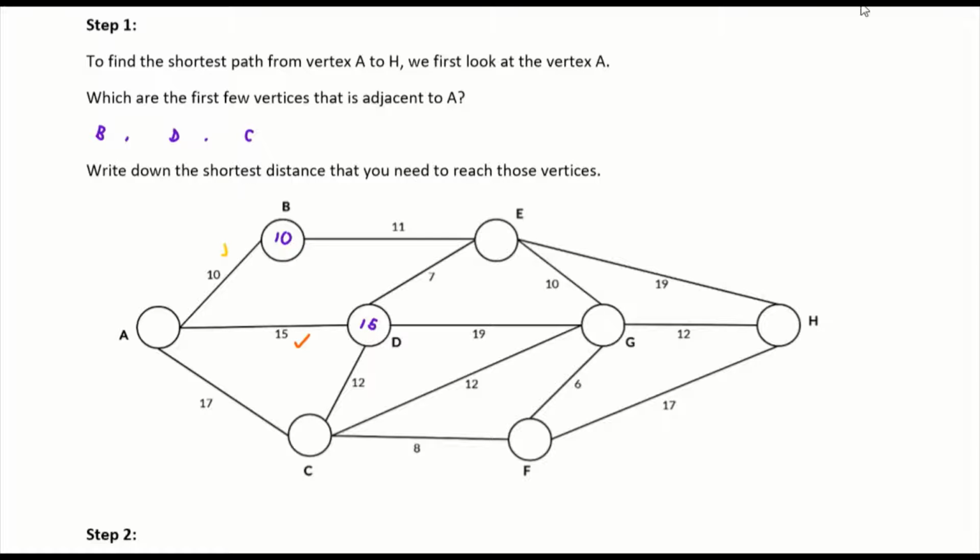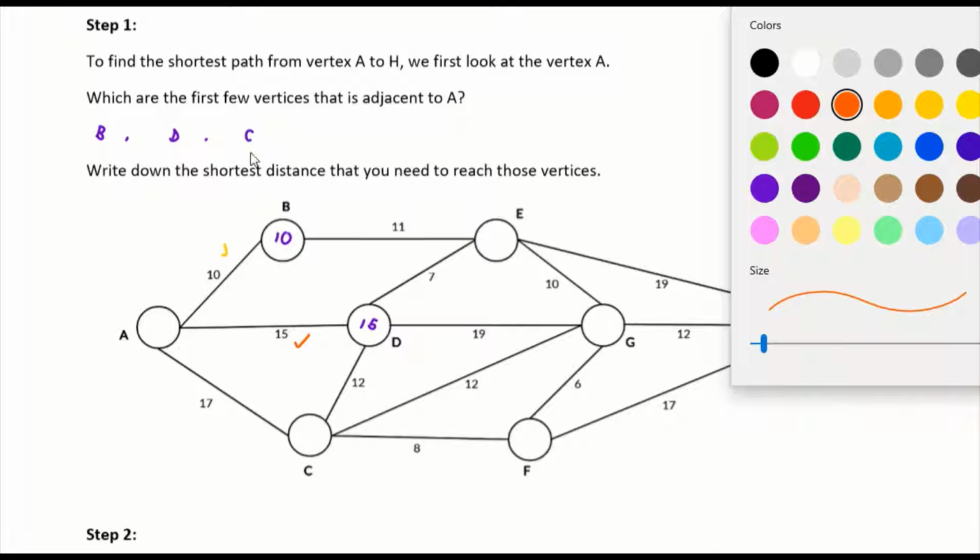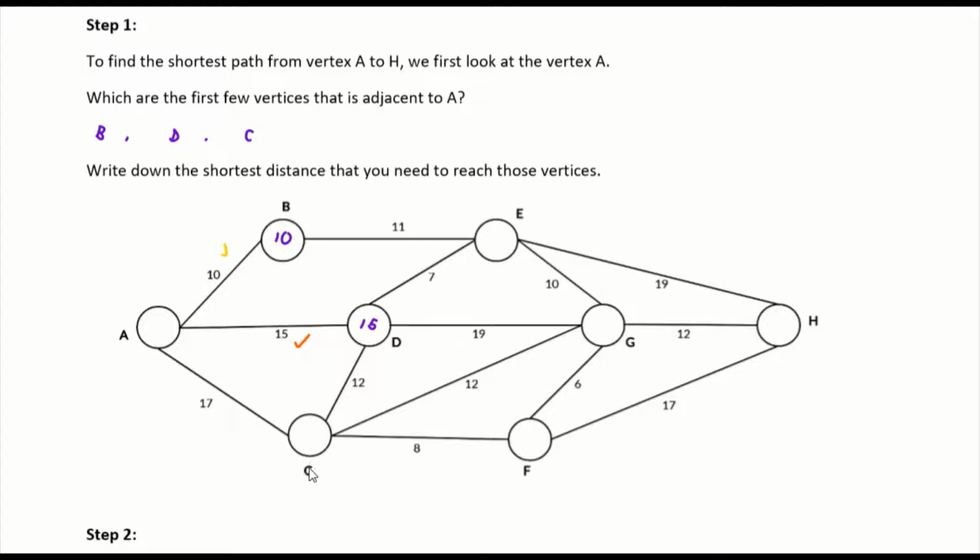Okay, so now move on. So the next neighbor is C, right? So I'm going to do the same thing. So look at C. What is the shortest distance that allows me to reach C from A? So you have 15, 12. That's going to give you 27, which is more than 17. So the shortest distance that you can take is 17. So that's why 17. Okay, then I'll use the other color here.